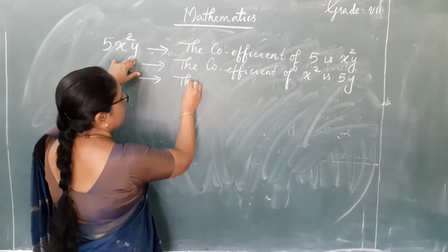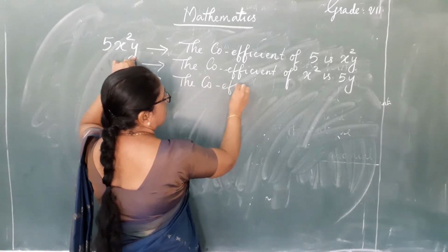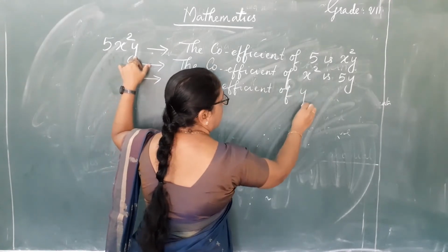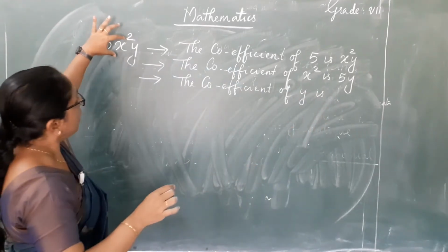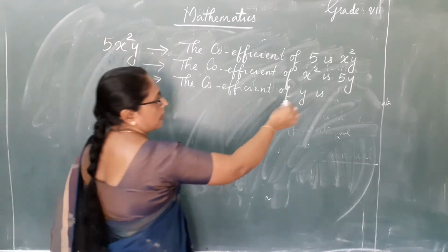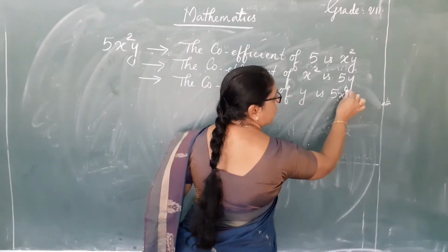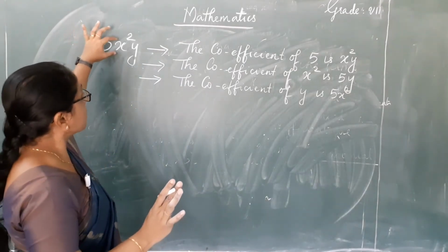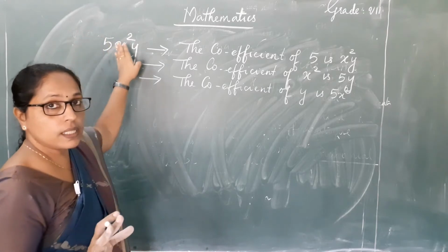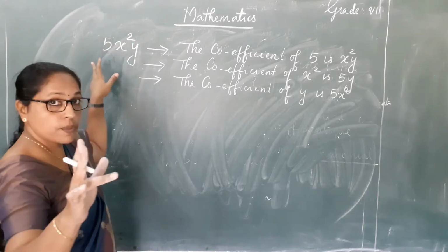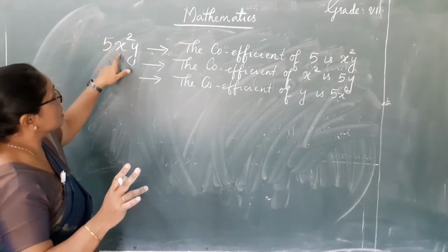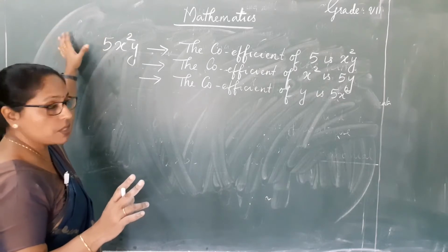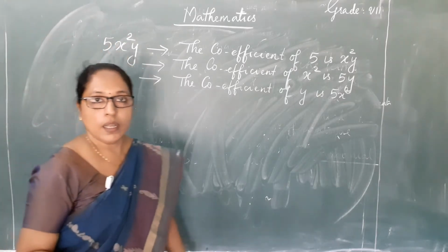Okay, next, what is the coefficient of y? Along with y, what are the remaining factors? Yes, 5x square. So what are coefficients? Generally, coefficients are factors present in a term. And there are two types of coefficients, numerical coefficients and literal coefficients. The numbers are known as numerical coefficients and the variables are known as literal coefficients.